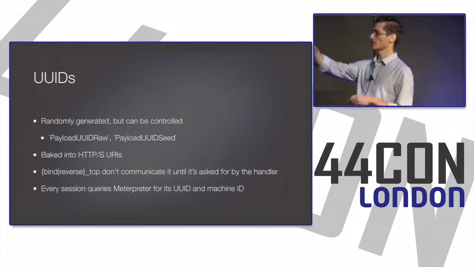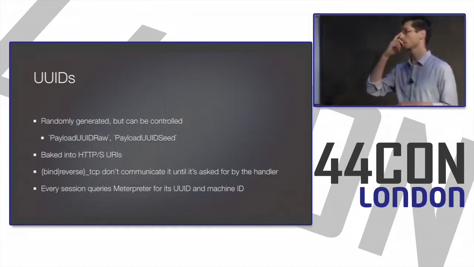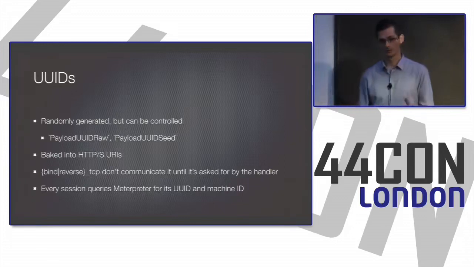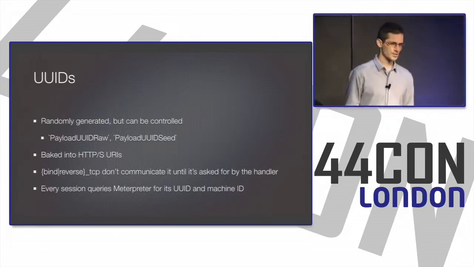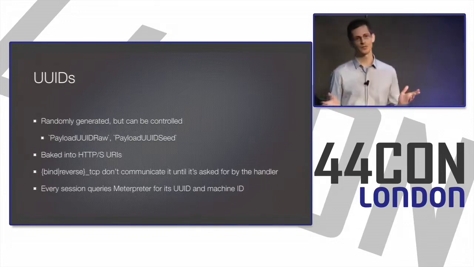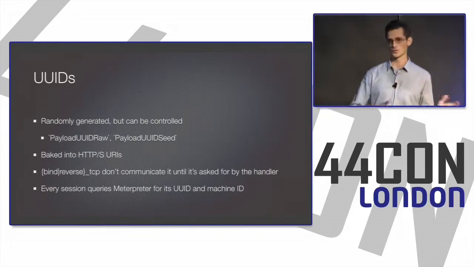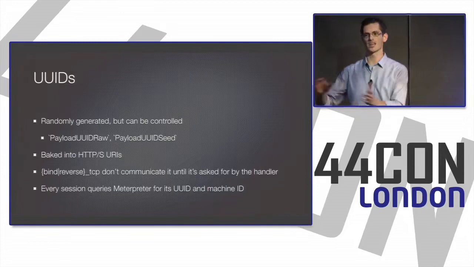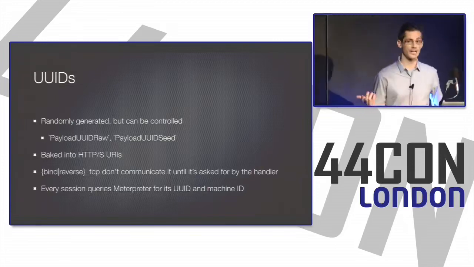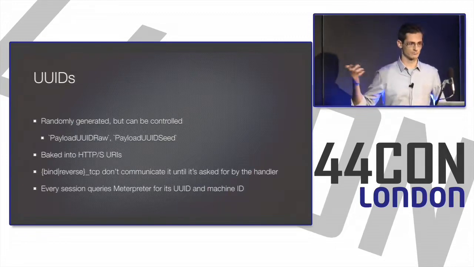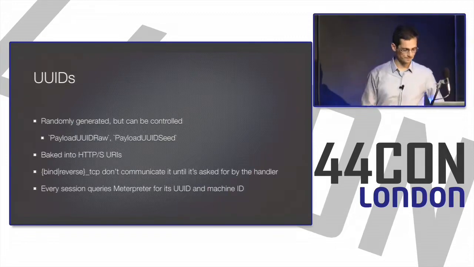There are some parameters, these payload UUID raw and payload UUID seed. You can configure those. The reason they're in play is just to give you fine-grained control, and then you can do some kind of pattern matching on the UUIDs that are generated to be able to categorize them better, or something similar. But for the most part, I would be surprised if they got used to a great extent.